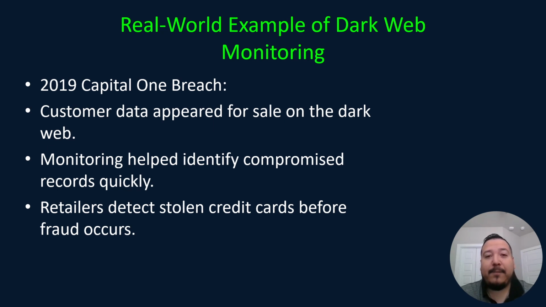It turned out that the Capital One breach was caused by a misconfigured firewall, which was exploited by someone by the name of Paige Thompson. The breach led to over 100 million customer records being compromised. Dark web monitoring allowed security teams to quickly identify which customer records were being traded or offered on underground forums. Law enforcement was then able to use that intelligence to trace the attacker and secure evidence for prosecution. So this case shows how dark web monitoring can complement CTI by verifying when stolen data enters the criminal ecosystem.